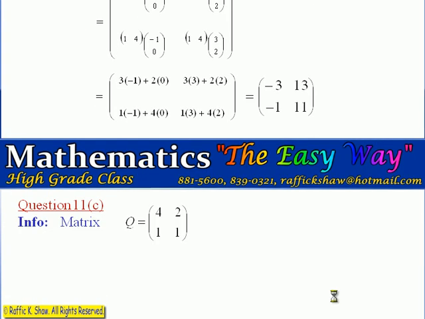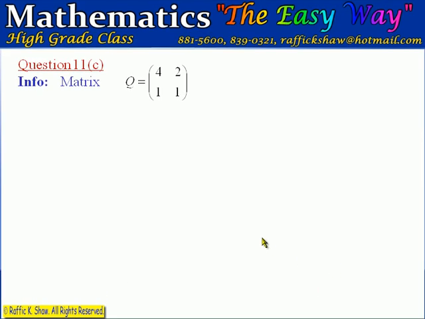Let's move down now to question 11C. Now question 11C gave us the matrix Q, 4, 2, 1, 1. And first, we're required to calculate Q to the minus 1. Now that's the inverse of the matrix Q. And the inverse of the matrix Q is given by 1 divided by the determinant of the matrix Q multiplied by the adjoint matrix of Q. That's what this means. Q superscript D here means the adjoint matrix of the matrix Q.